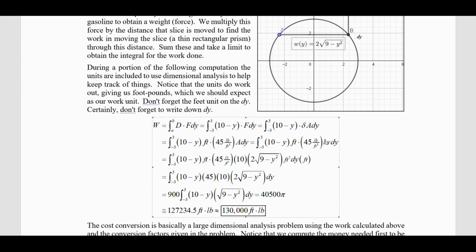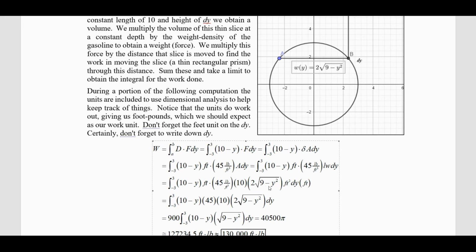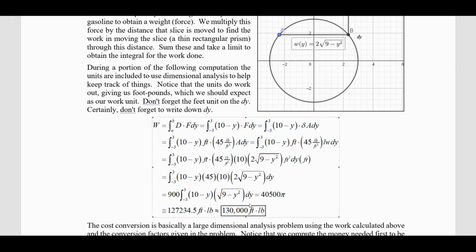The area is length times width. Okay, well, one of those is fixed at 10, but the width here is variable. It's given by this formula 2 square root of 9 minus y squared. So the length is fixed at 10. The width is 2 times square root of 9 minus y squared. And then we have this here. So if you look at this, we'll multiply these two together, you get square feet. You get feet on dy, so that's cubic feet. Pounds per cubic feet multiply and you get pounds times this feet gives you foot pounds, so the units work out. So drop the units now to here.